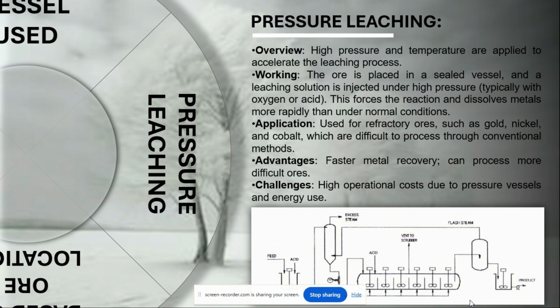As you can see in the image, the ore is placed in a sealed vessel and a leaching solution is injected under high pressure, typically with oxygen or with an acid. This forces the reaction and dissolves metal more rapidly than under normal conditions. It's quite a quick process and has a fast metal recovery rate.